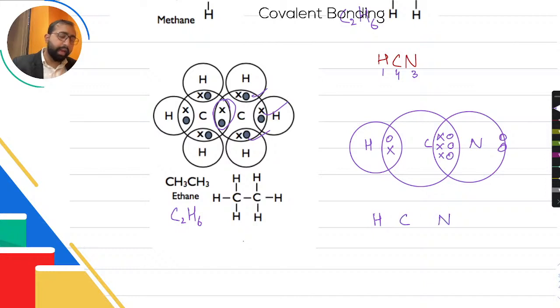HCN, and hydrogen and carbon are sharing 1 pair, so that is 1 line. Nitrogen is sharing 3 pairs, so 3 lines, and there you go, that's HCN. So those are all the regular bonding things that we have seen.